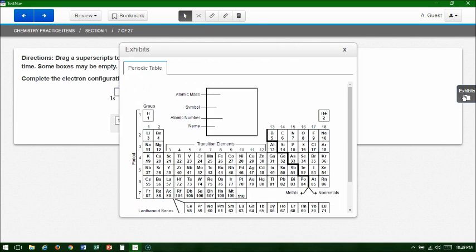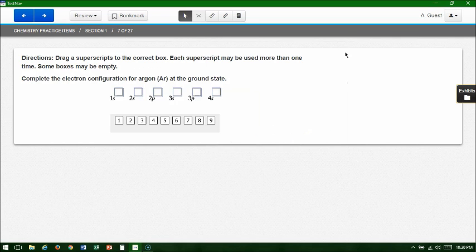So argon has the symbol Ar and has a total of 18 electrons. So we're going to drag the numbers as superscripts into the proper locations. So argon is 1s2, 2s2, 2p6. If we stop right now, that would be neon. That's 10 electrons. So we keep going.